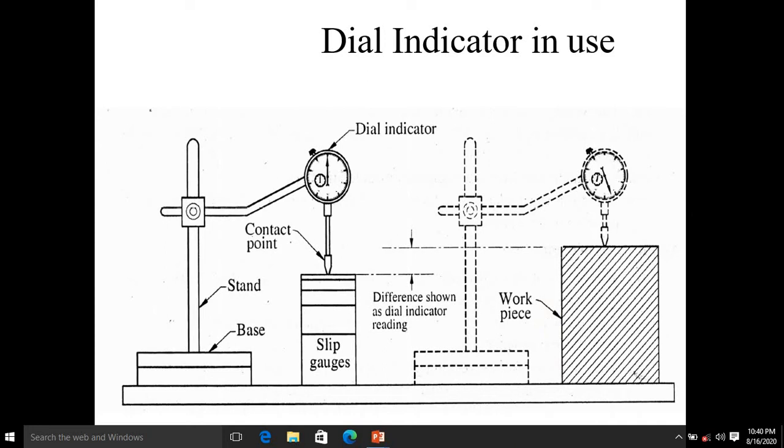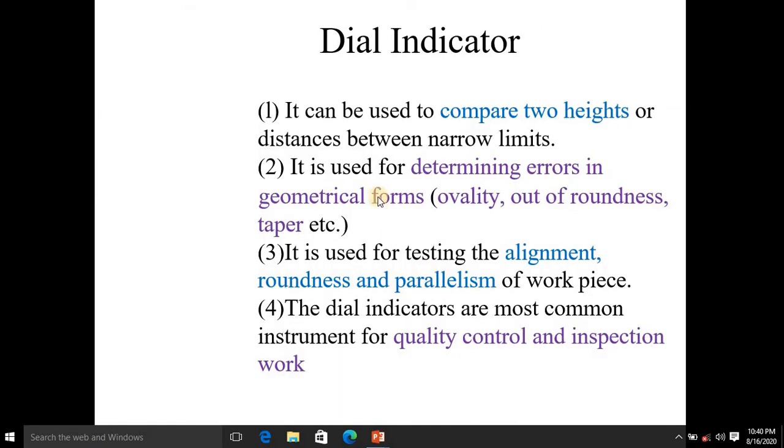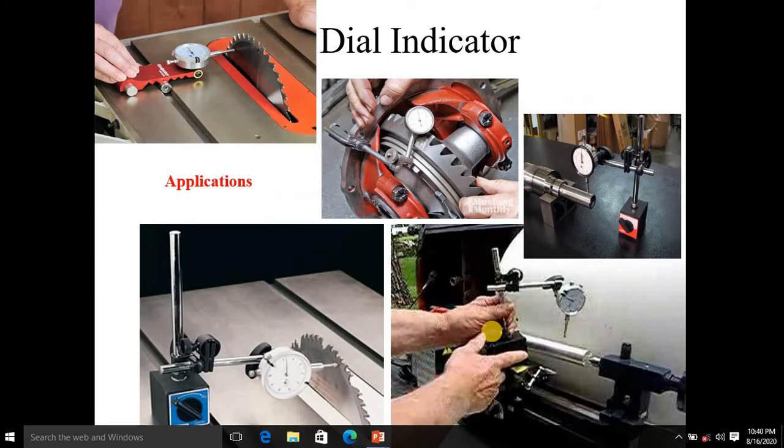So this is one example of how your dial indicator can be used. It can be used to compare two heights or distances between narrow limits. It is also used for determining errors in geometrical forms, what we call ovality, out of roundness, taper, etc. It is used for testing the alignment, roundness and parallelism of the workpiece. Dial gauge indicators are the most common instrument for quality control and inspection work.